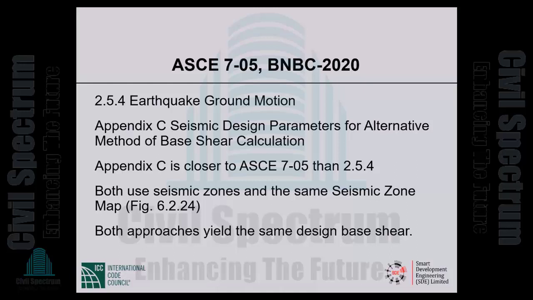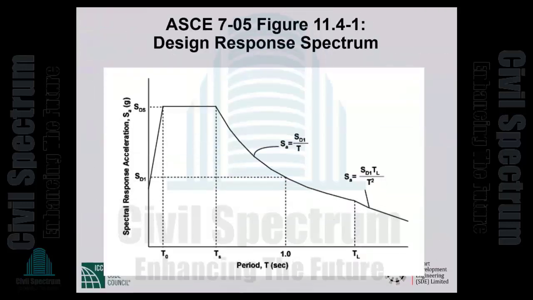So Appendix C is closer to ASC 705 than 2.5.4. Both Appendix C and 2.5.4 use seismic zones and the same seismic zone map. Both approaches yield the same seismic base shear. This is very, very important, and I will show you that. No question about it. Okay?